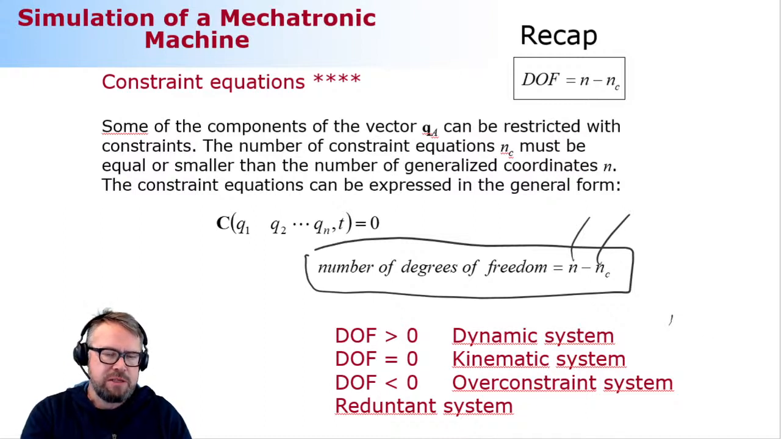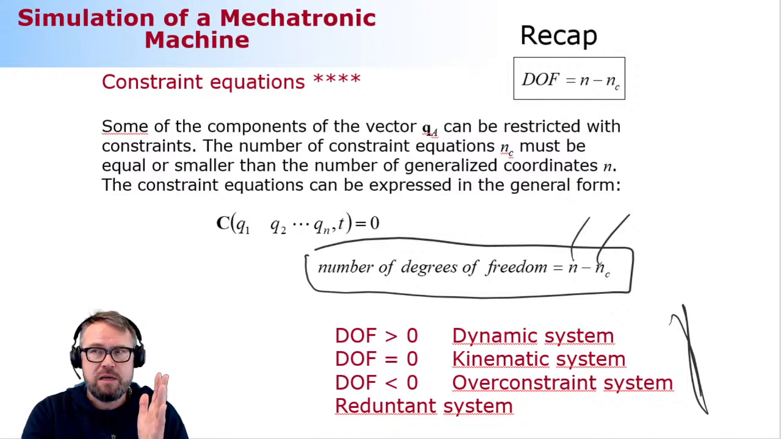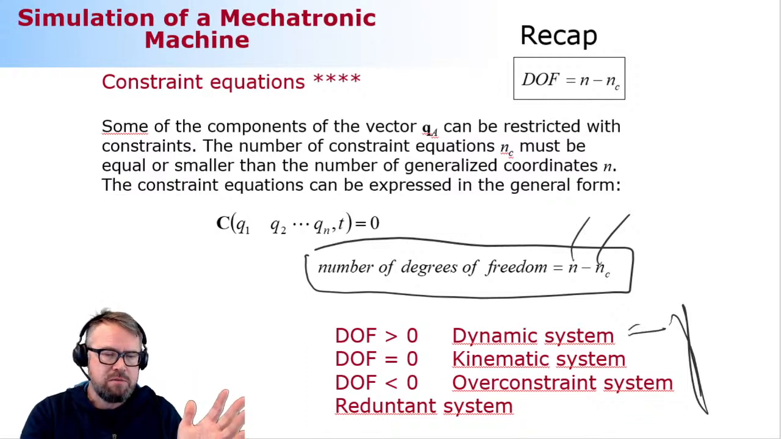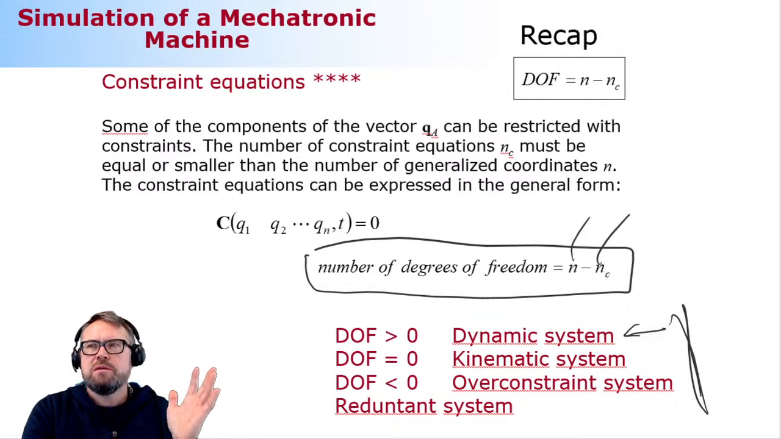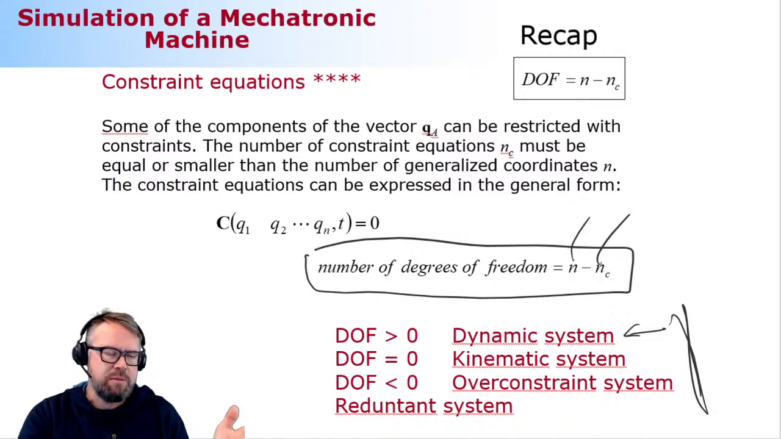There are several different scenarios. There is a dynamic system. This is what you need to understand. For a dynamic system, the equation of motion, the number of degrees of freedom is always more than zero. So it's one or more. They could be equal to zero. I mean, the number of degrees of freedom could be equal to zero.